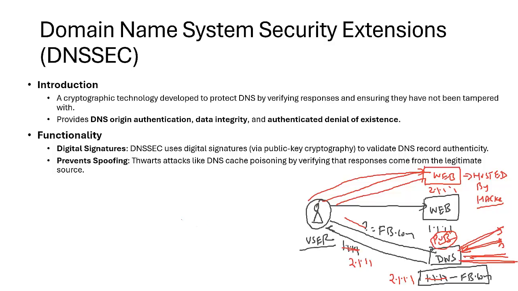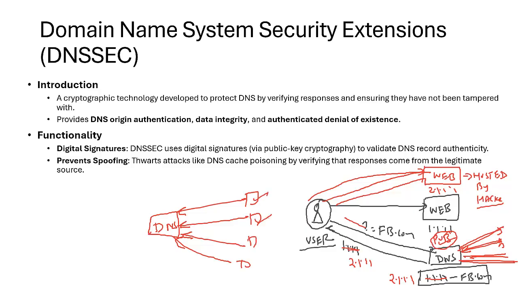So let's say, for example, this is the DNS server providing a service, and it is getting updates from multiple DNS servers. This is the 1, this is the 2, this is the 3. Whenever they send updates, they encrypt that resource request with their private keys.